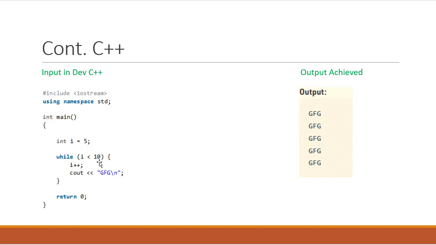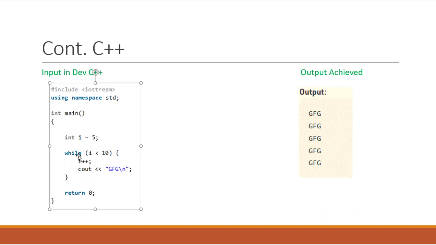Of course, it is true. Yes, obviously 5 is less than 10, isn't it? So if the condition is true, the program enters the body of the statement in order to execute these lines of code. The next line says i++.